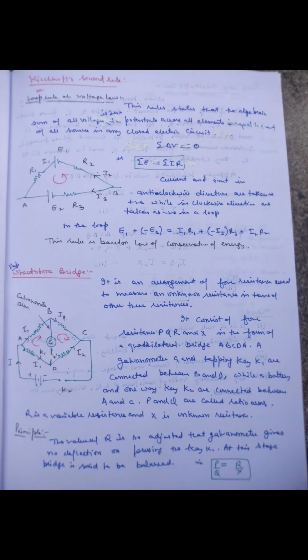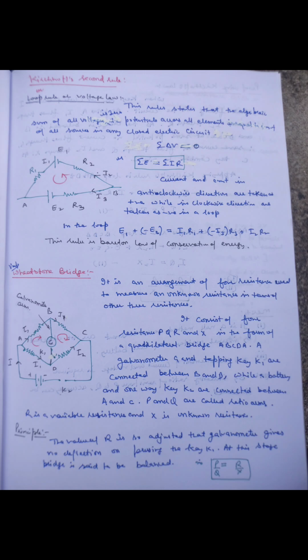Kirchhoff's first rule, also called junction rule, states that the algebraic sum of all the currents meeting at a point in a circuit is zero. Kirchhoff's second rule, also called loop rule, states that in a loop the algebraic sum of all the voltages is zero. That is, the potential across all the elements is equal to the EMF of all sources.